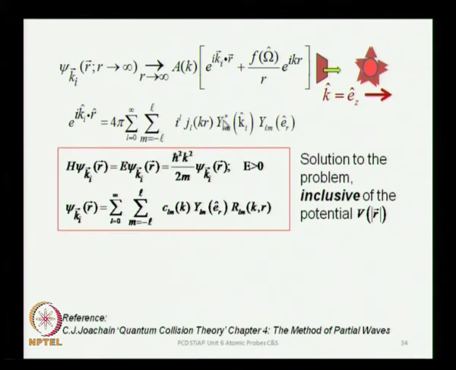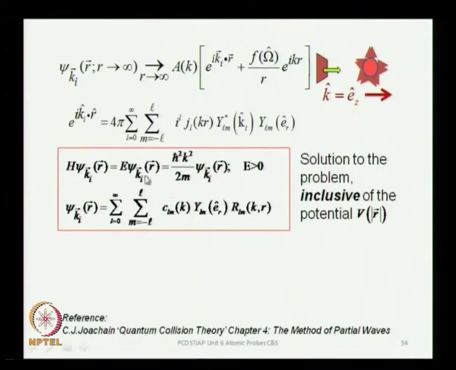This solution must agree with the solution to the complete quantum mechanical problem, which is H psi equal to E psi. E is h cross square k square over 2m for positive energies. And for this, you will have a solution, which again you can write in terms of spherical harmonics and the radial solutions, but with new coefficients c, and these are now the unknowns of the problem.